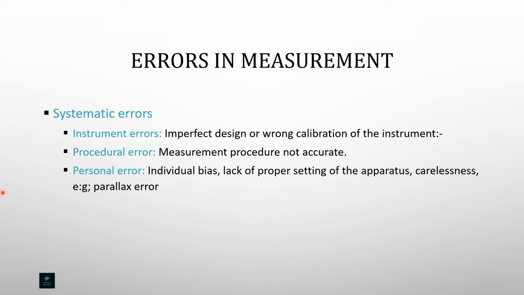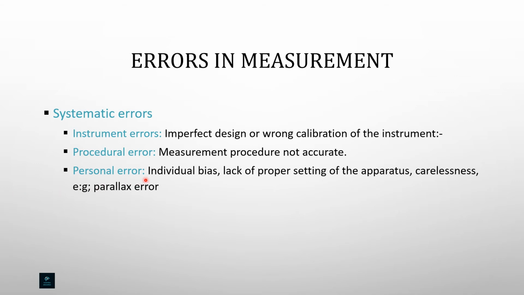For example, we want to measure the temperature of a certain point, but that point is not accessible, so we put the thermometer at a distance away from that point. This induces the error in the measurement. This is called the procedural error.